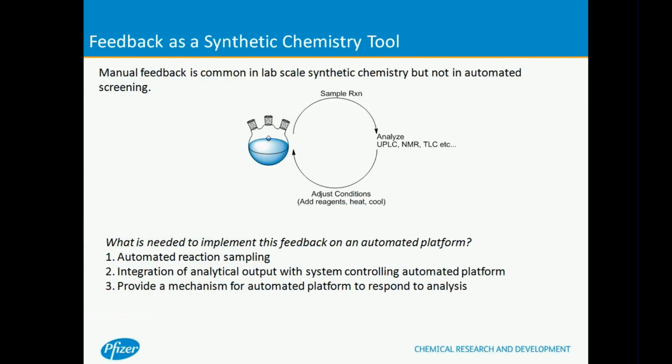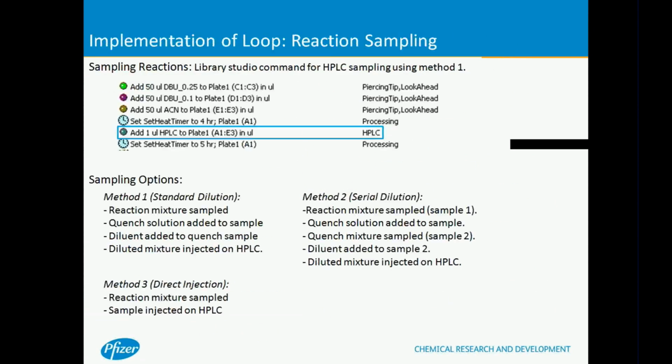First, you have to automate reaction sampling. So how do we sample all of these reactions in an automated fashion to make it practical? Second, you have to integrate basically the bottom arrow here, to have your analysis and your results go back and integrate with the system that's controlling the automated platform. And then you have to provide a mechanism for the automated platform to respond to the analysis. So how is it going to add reagents, heat, and cool? The first part of implementing the loop is implementing reaction sampling.